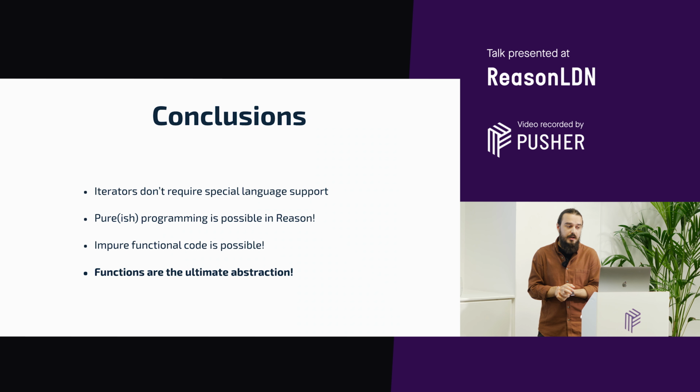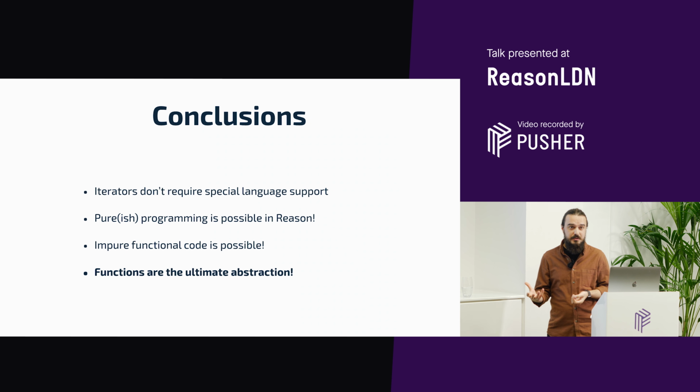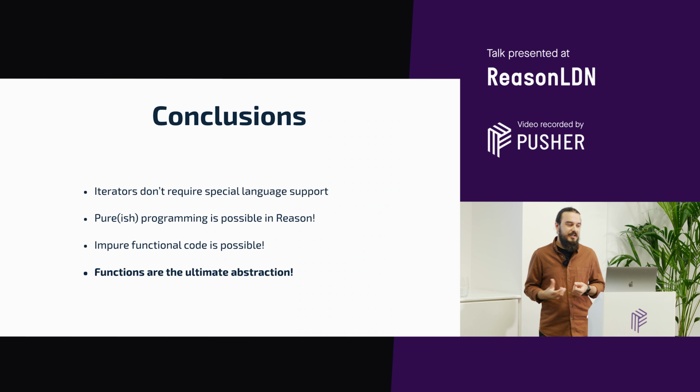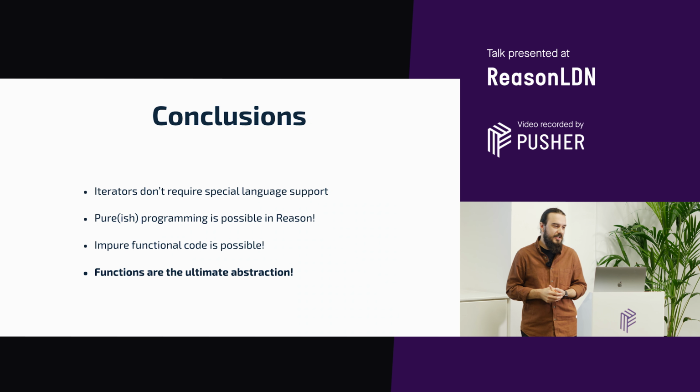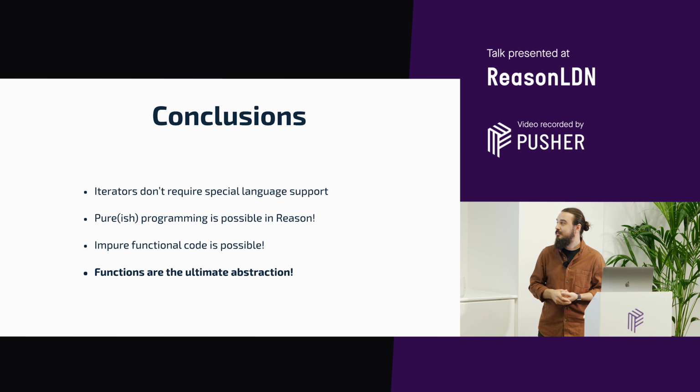And also, impure functional code is possible. So we can have impure, dirty, performance-oriented tricks in our functional code. That's very interesting too. And of course, functions are the ultimate abstraction. That's the conclusion of my talk.